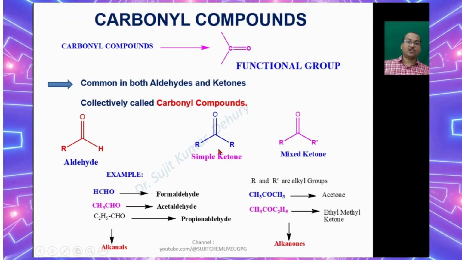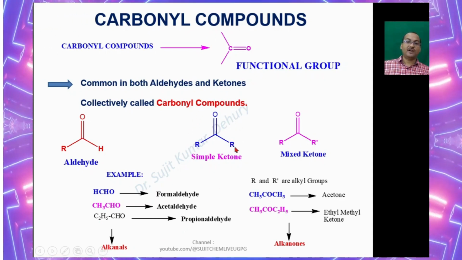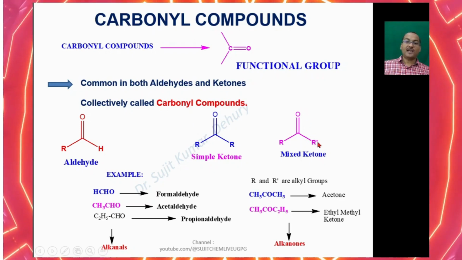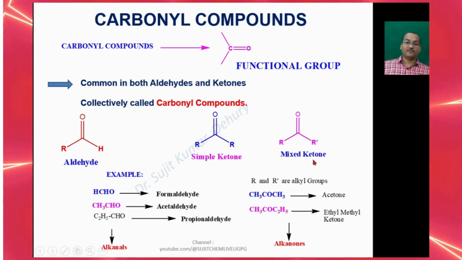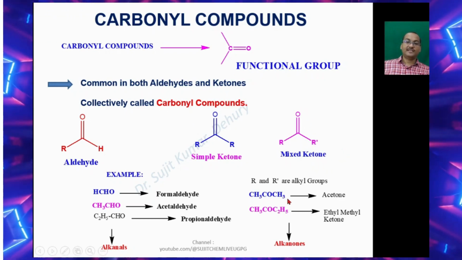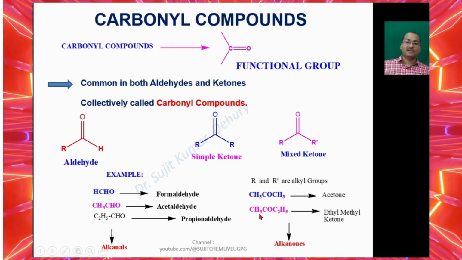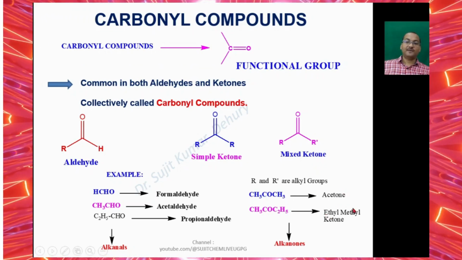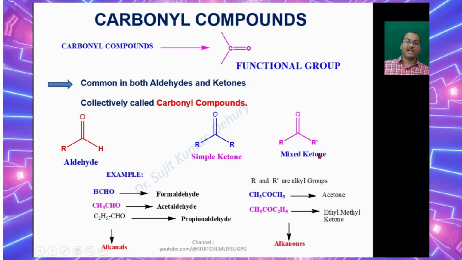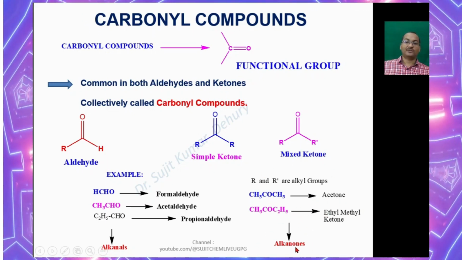This is the structure of a simple ketone, RCOR, and RCOR prime, which is called a mixed ketone. For example, CH3COCH3 is acetone, and CH3COC2H5 is ethyl methyl ketone. Ketones are generally known as alkanones.